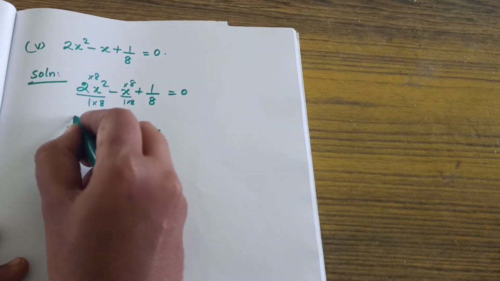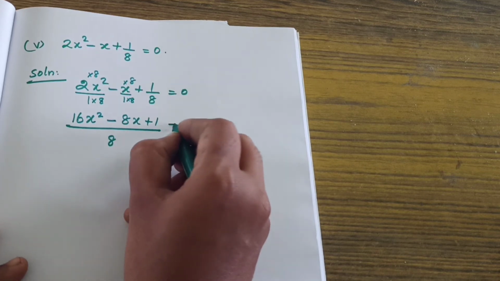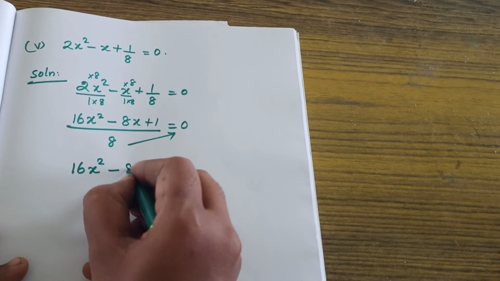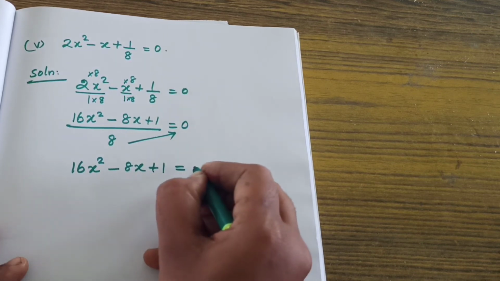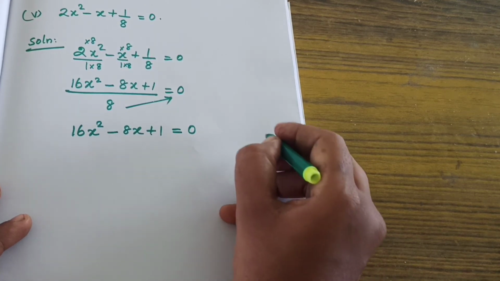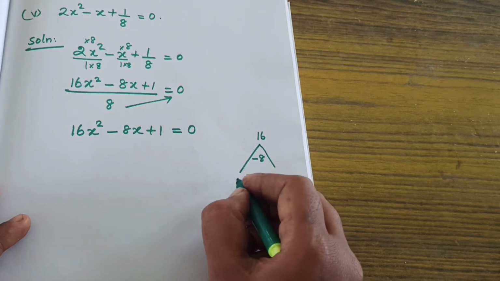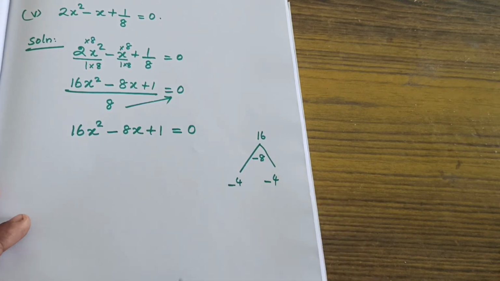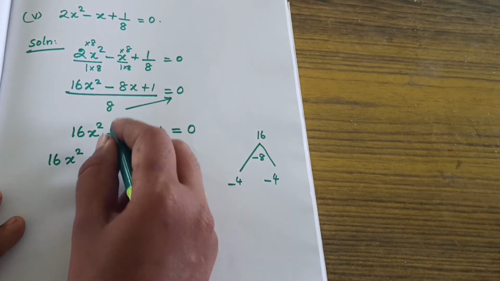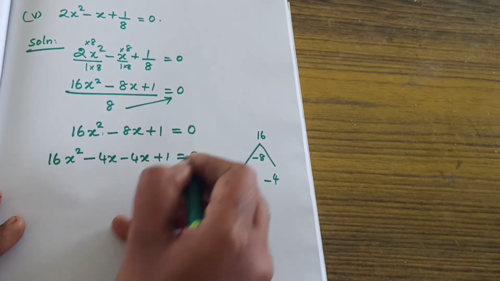So, 8 2s are 16x square minus 8x plus 1 equal to 0. Just cross multiply this, 16x square minus 8x plus 1 equal to 0. Then we need to factorize this. Multiplication factor is 16 and addition factor is minus 8. Can you guess the numbers? 4 4s are 16, minus 4 and minus 4, which is minus 8. So 16x square, in place of minus 8, we need to write this minus 4x minus 4x plus 1 equal to 0.